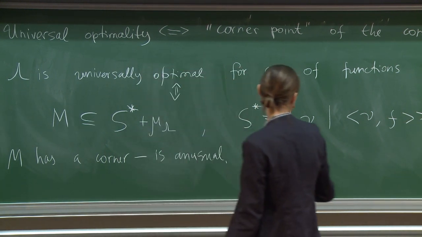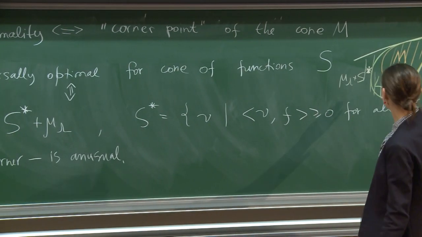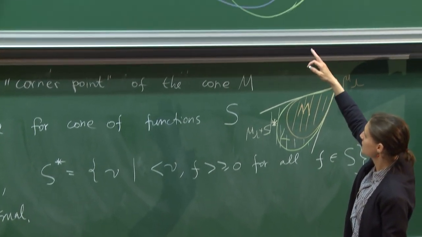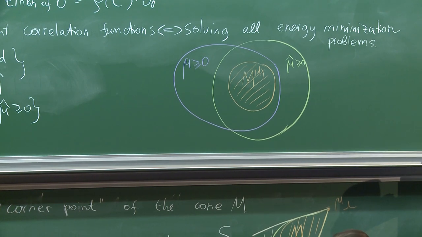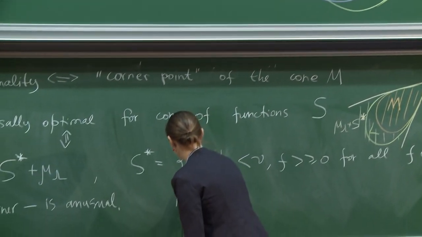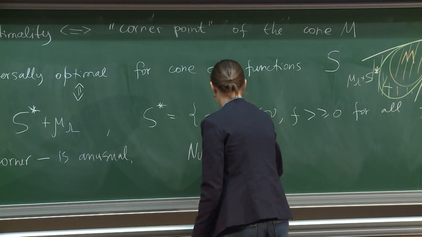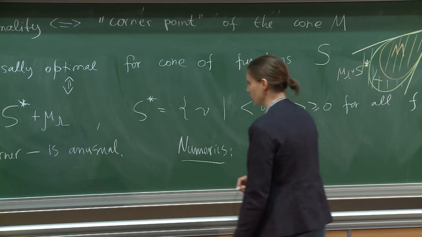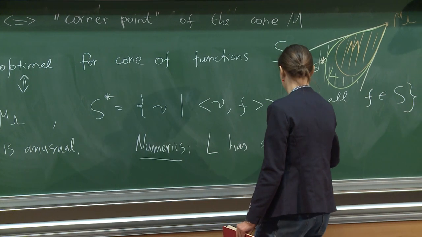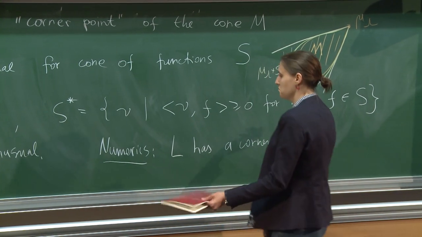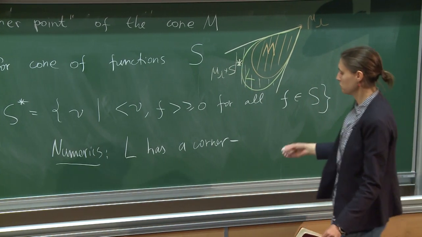At the same time, what numerics shows is that this cone L seems to always have a corner like this. So L has a corner, and this seems to be a usual situation.